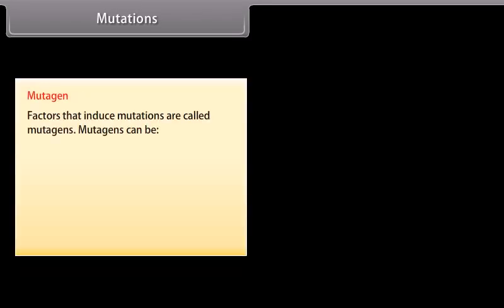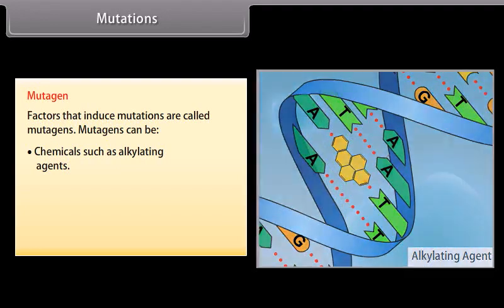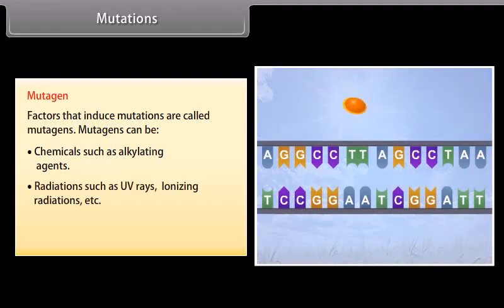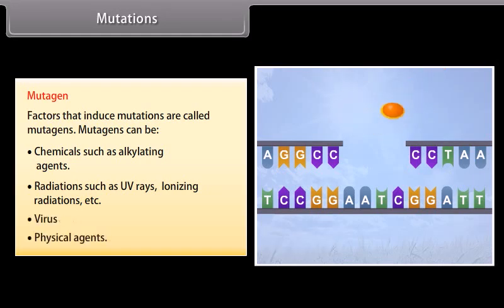Mutagen. Factors that induce mutations are called mutagens. Mutagens can be chemicals such as alkylating agents, radiations such as UV rays, ionizing radiations, etc. Virus. Physical agents.